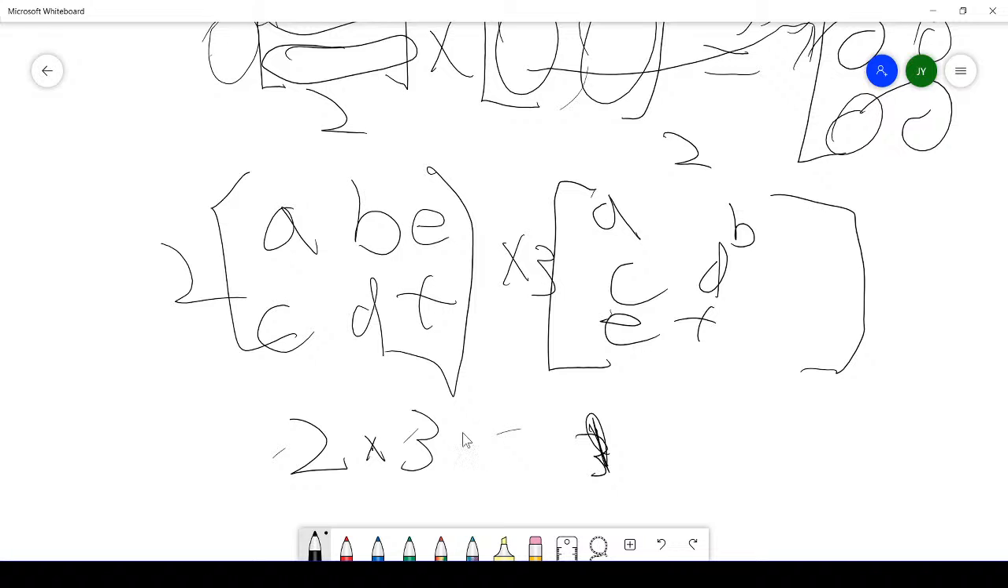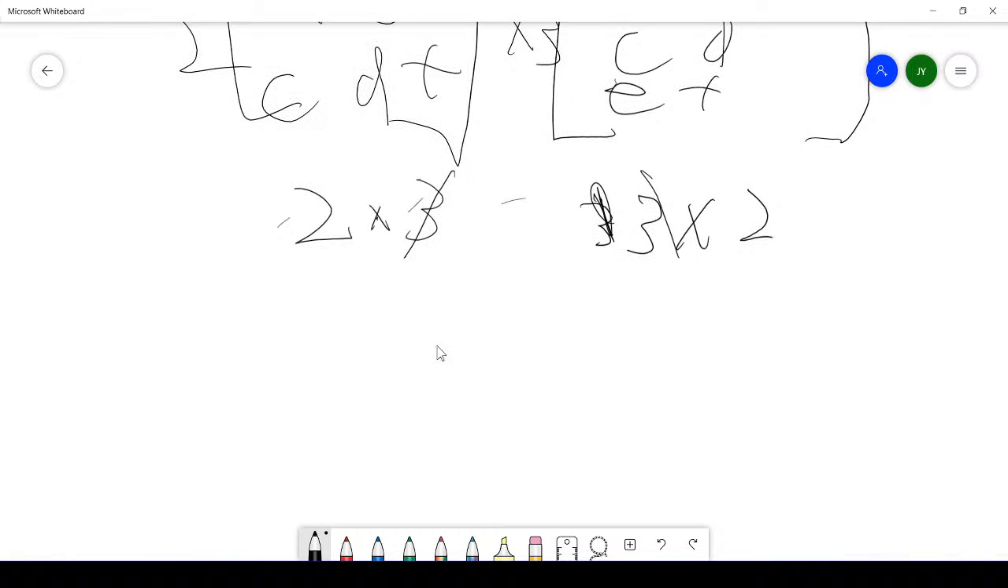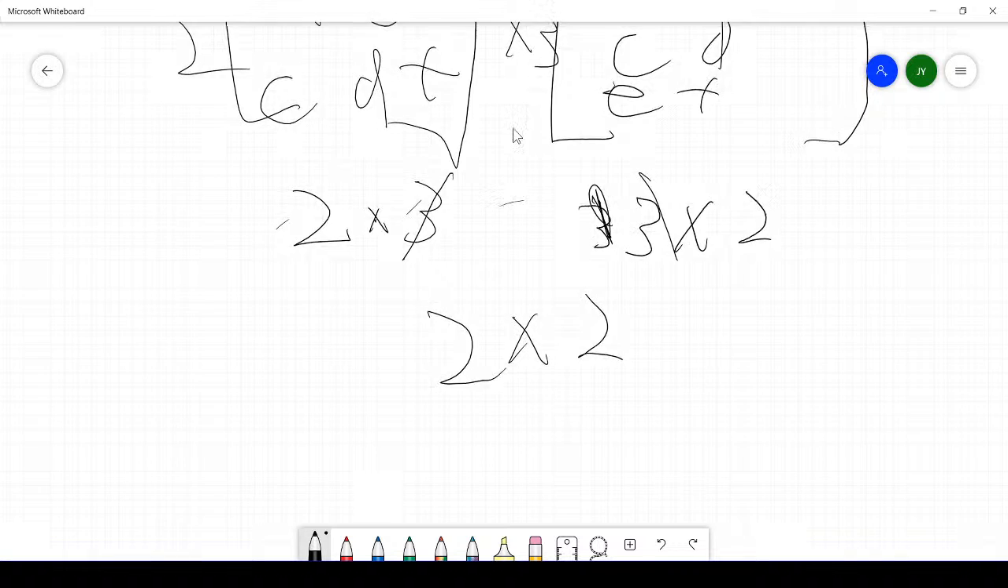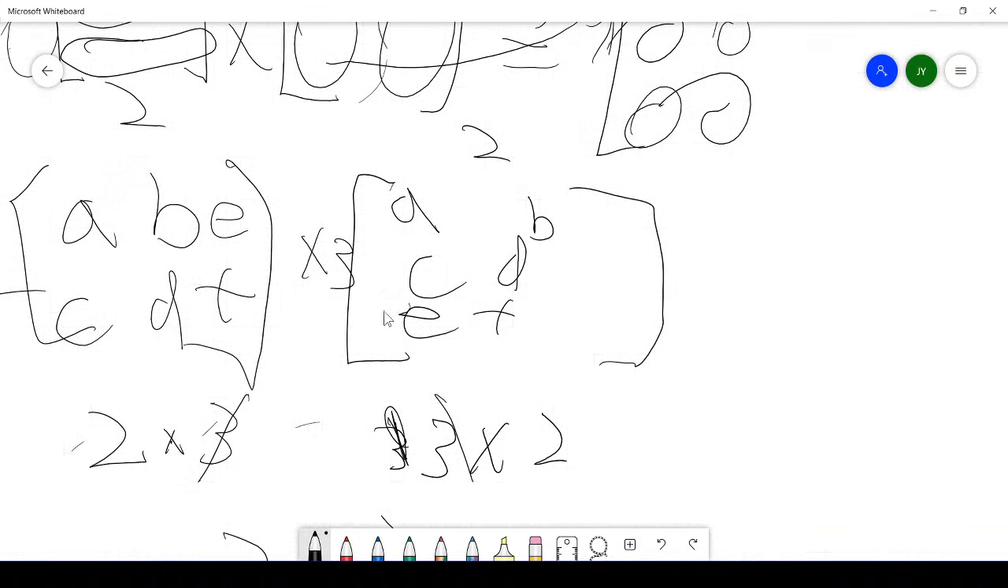Right. So we have this here, right? Essentially, when you write out the heights and the widths, the width of the first one and the height of the second one need to be equal. And when they are, they cancel out. And what you are left with is a 2 by 2 matrix as the product.